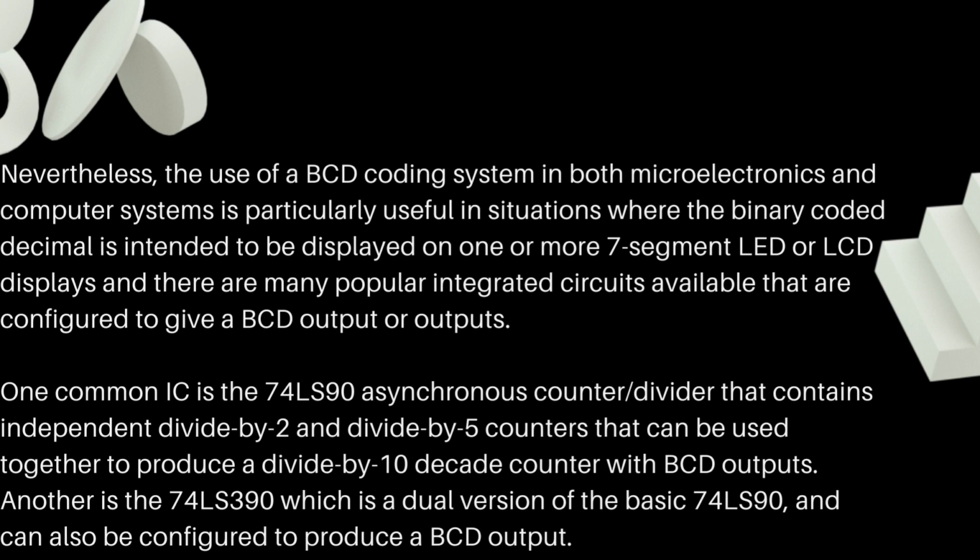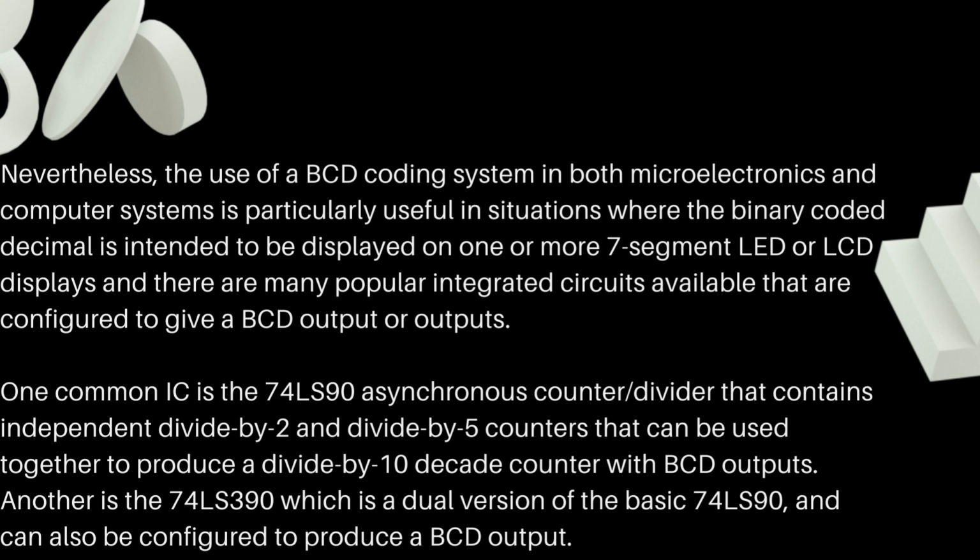Nevertheless, the use of a BCD coding system in both microelectronics and computer systems is particularly useful in situations where the binary coded decimal is intended to be displayed on one or more 7-segment LED or LCD displays, and there are many popular integrated circuits available that are configured to give a BCD output or outputs. One common IC is the 74LS90 asynchronous counter/divider that contains independent divide by 2 and divide by 5 counters that can be used together to produce a divide by 10 decade counter with BCD outputs.